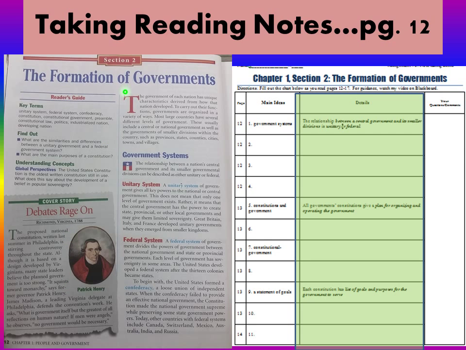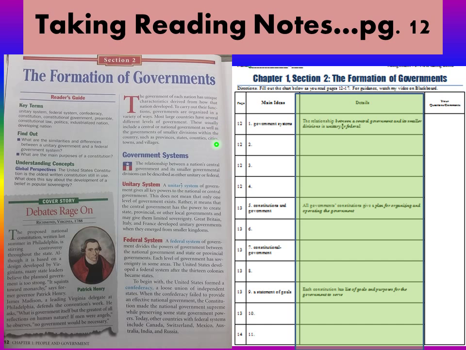Continuing on, I'm going to go down this side. The government of each nation has unique characteristics derived from how that nation developed. To carry out their functions, governments are organized in a variety of ways. Most large countries have several different levels of government. These usually include a central or national government, as well as the governments of smaller divisions within the country, such as provinces, states, counties, cities, towns, and villages.